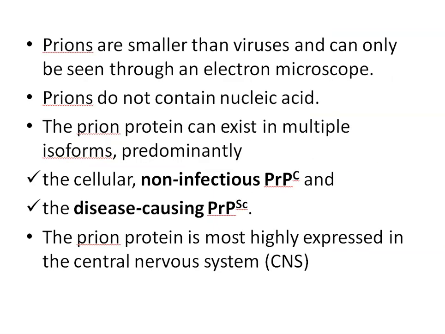Now, prion structure. Prions are smaller than viruses and can only be seen through an electron microscope. Prions do not contain nucleic acid, unlike bacteria, fungi, viruses, and other pathogens. This prion protein can exist in multiple isoforms. The predominant forms are, number one, the cellular non-infectious PrPc form, and second, the disease-causing PrPsc form. The prion protein, as I already told you, is most highly expressed in the central nervous system, but it can be found in other tissues and cell types as well.